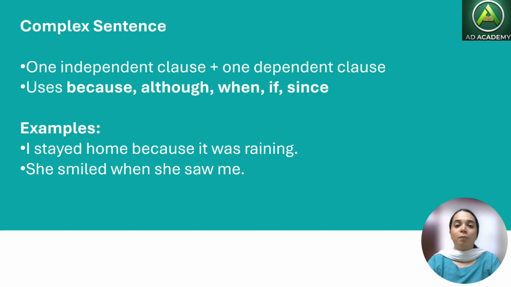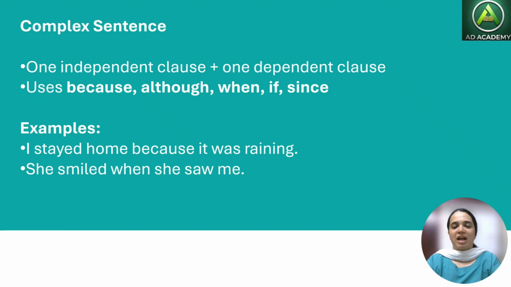Next, complex sentence. One independent clause plus one dependent clause. So which are the examples I have given here? Because, although, when, if, since. These are all markers of subordinate clauses. So with one subordinate clause added to an independent clause, it becomes dependent.